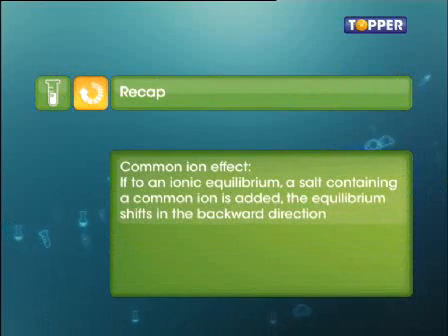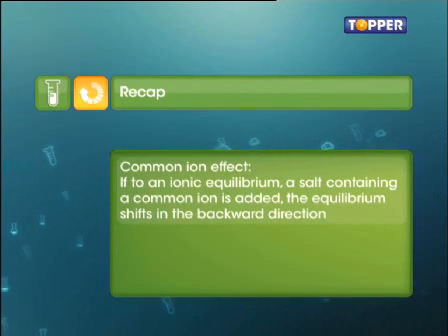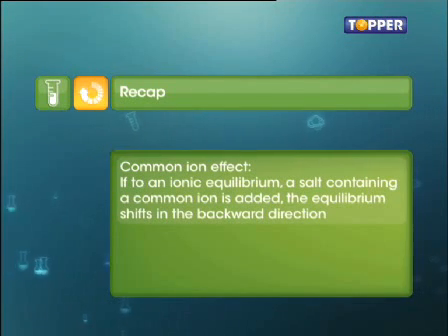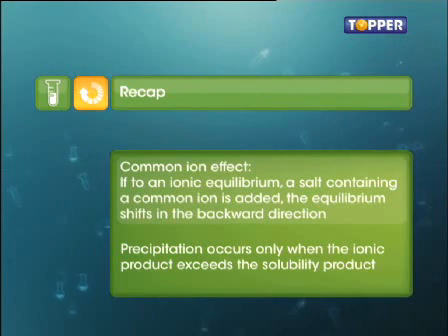Welcome back. I am Devabrata Goswami, and now it's time to take a look at this topic in the light of exams. But before that, let's do a quick revision. Today we learned that if to an ionic equilibrium a salt containing a common ion is added, the equilibrium shifts in the backward direction. This is known as the common ion effect. Apart from this, we also learned that precipitation occurs only when the ionic product exceeds the solubility product.